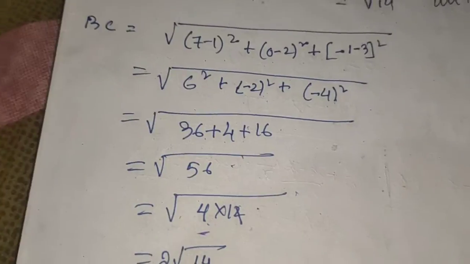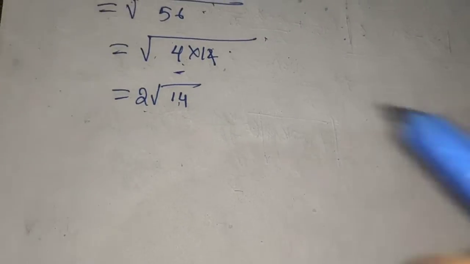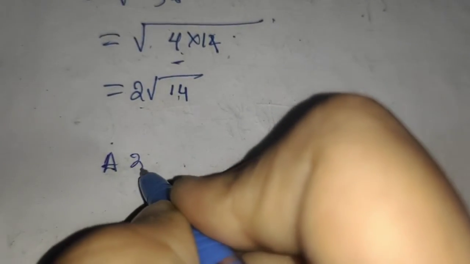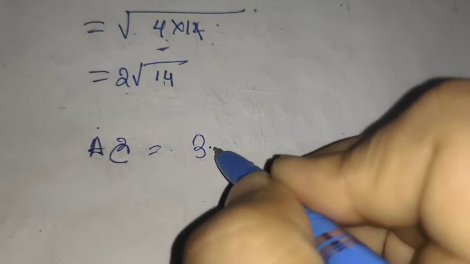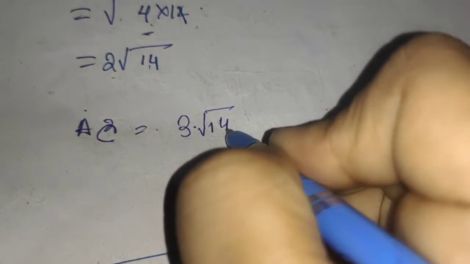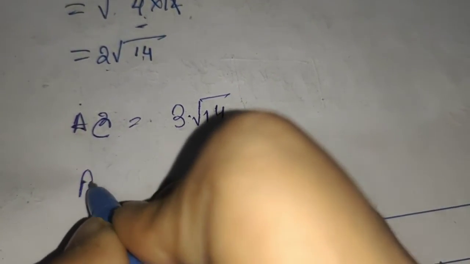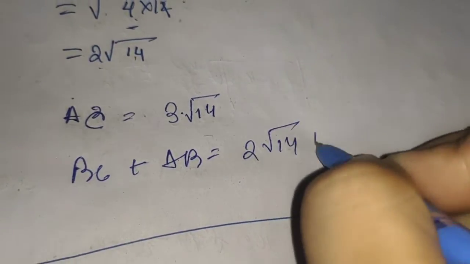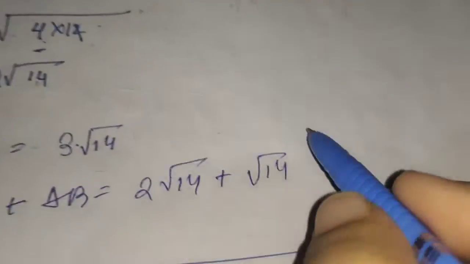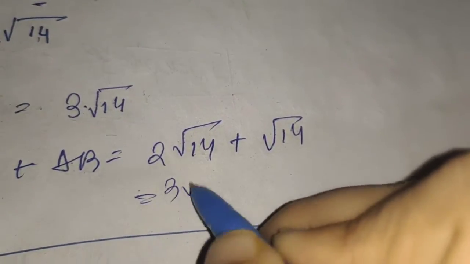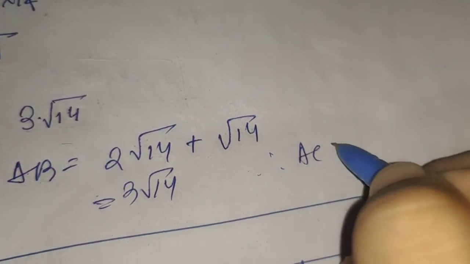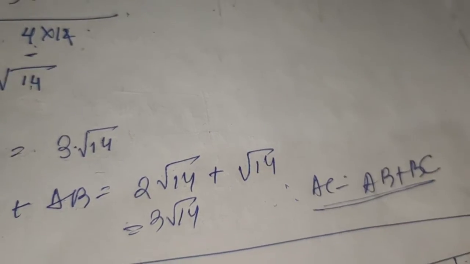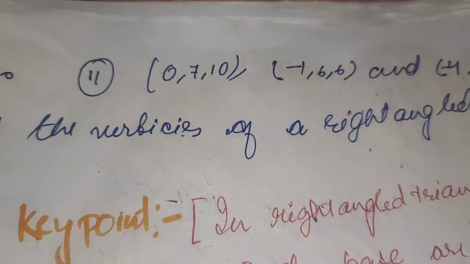So ultimately, the conclusion is that the first one, AC, we get 3 root 14, and here we get BC plus AB, that is 2 root 14 plus root 14. So ultimately the value is again 3 root 14. Therefore AC equals AB plus BC. So you can say that A, B, C are collinear points. Now question number 3.